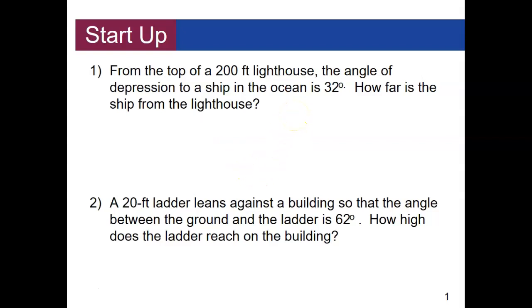I do have a couple startups for us to work on here. So if you would like to pause this and just try these, that would be good practice for you to make sure that you're understanding your angle of depression and angle of elevation that we discussed in the last class.